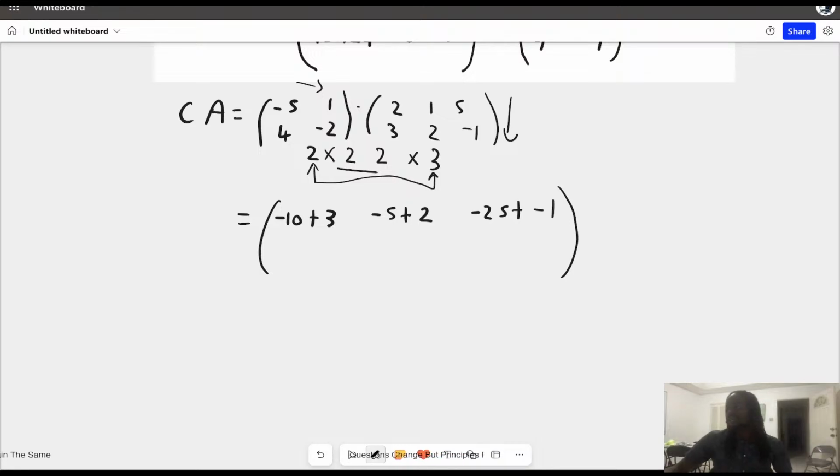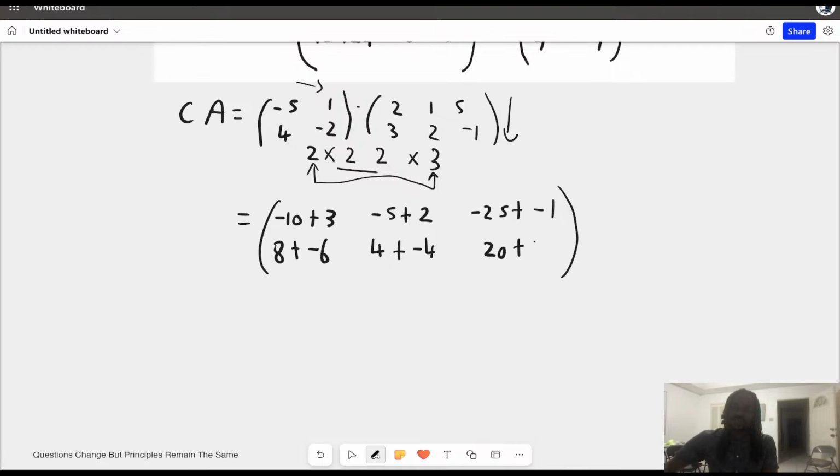Since I have closed my bracket, that means I am finished with the first row. Let's now move to the second row. 4, negative 2. And I'm going to use it to multiply everything just as I did before. So 4 times 2, 8. Plus negative 2 times 3, negative 6. Then 4 times 1, 4. Plus negative 2 times 2, negative 4. Then 4 times 5, 20. Plus negative 2 times negative 1, that is 2.